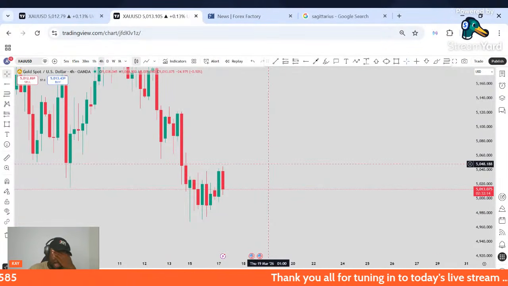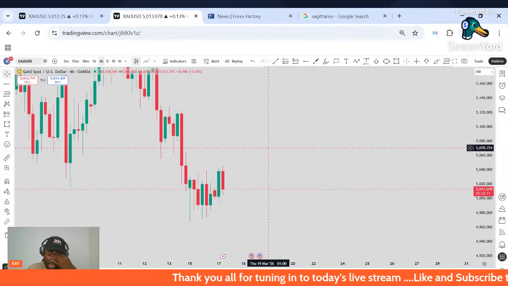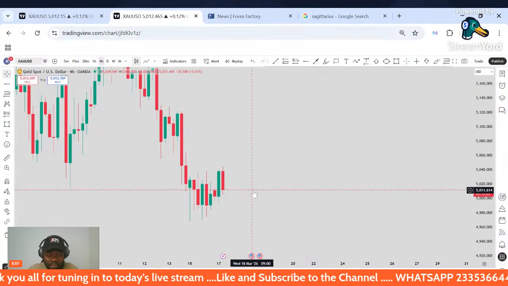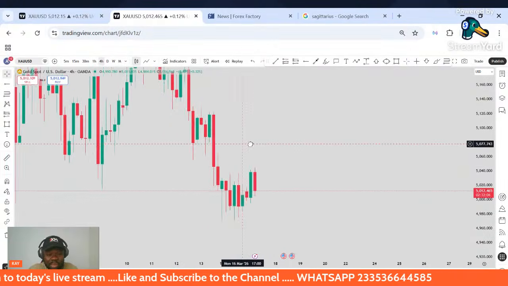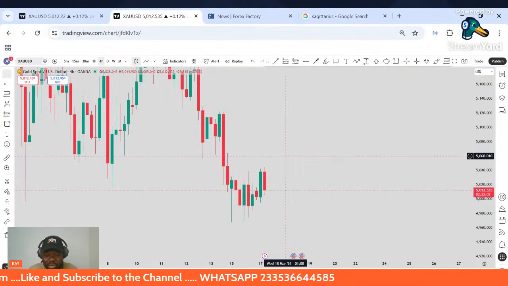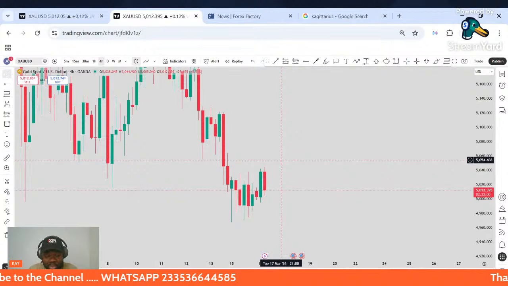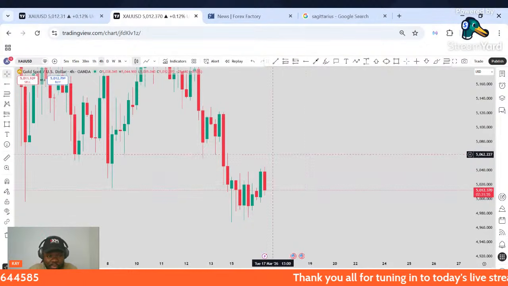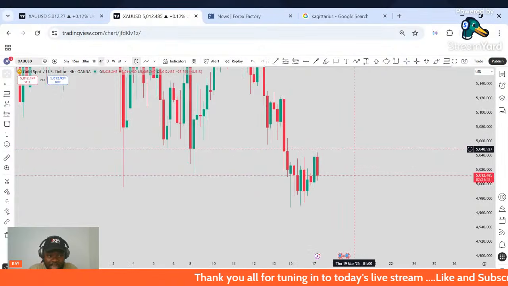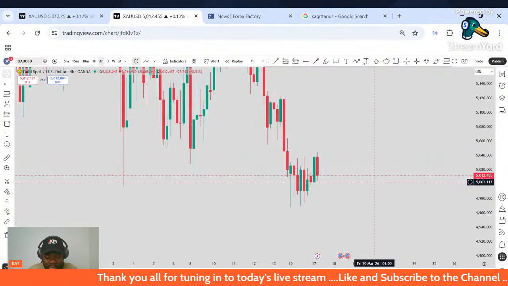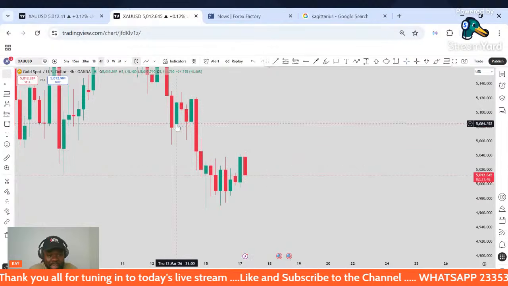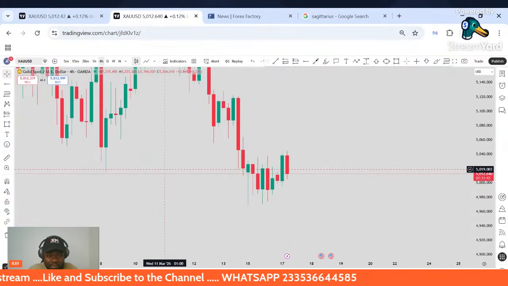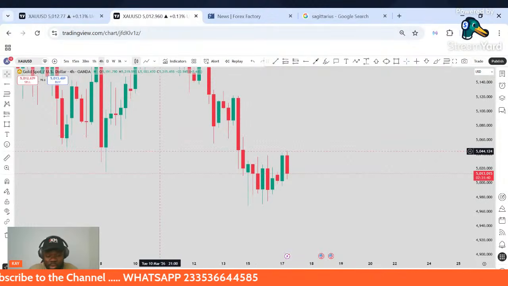Let's see. So, gold USD. You all know that gold is what I mostly trade. If you have any instrument, any currency, any pair that you want me to analyze, you can kindly drop it in the chat box for me to review for you. After analyzing gold USD, I'll analyze silver, and I'll analyze GBP USD as well. So let's see if there's going to be any trade opportunity with gold USD.